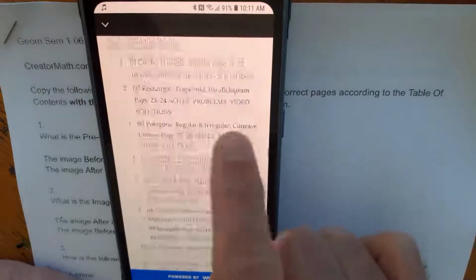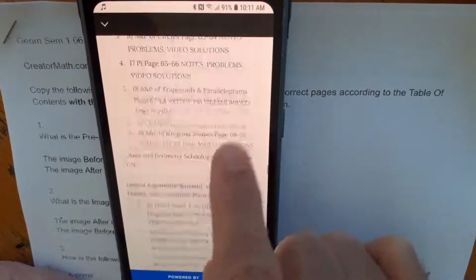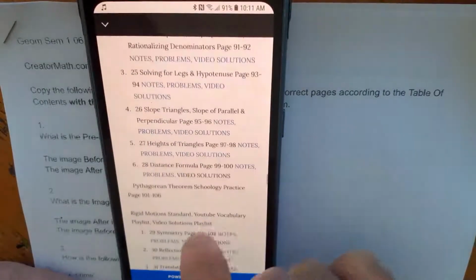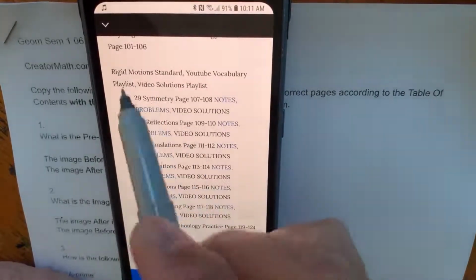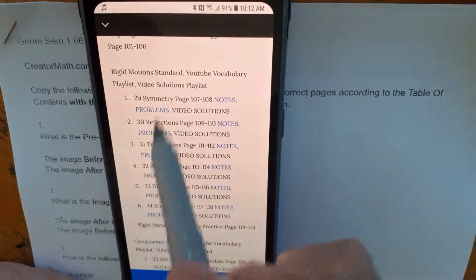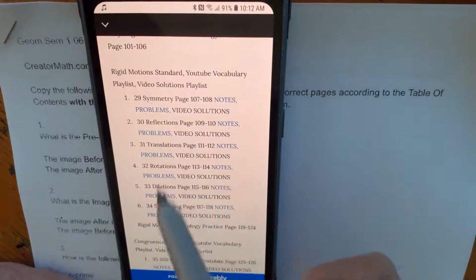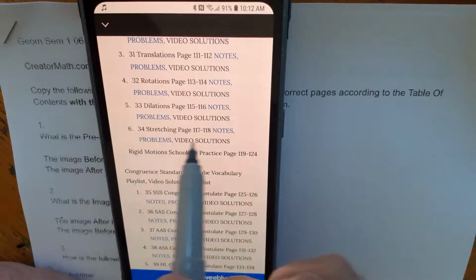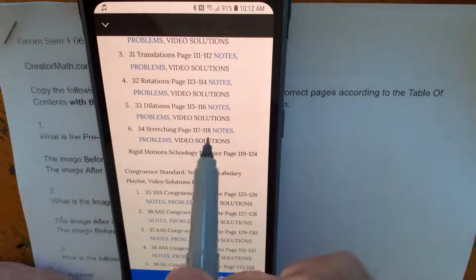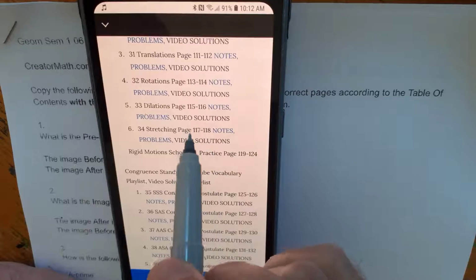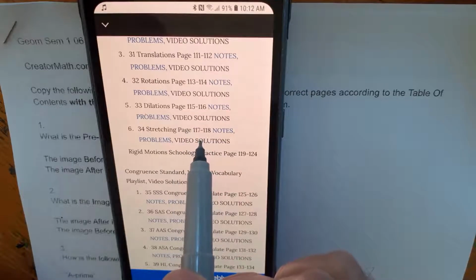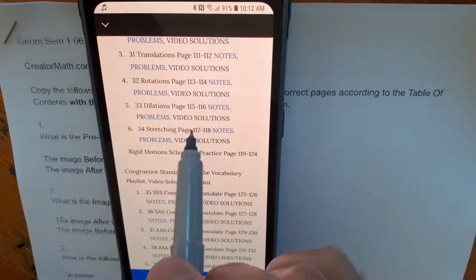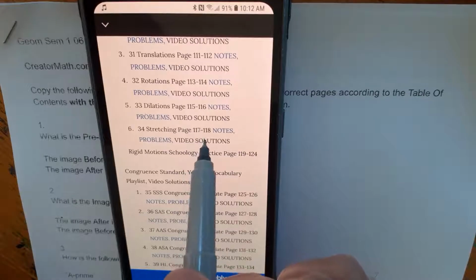We're going to scroll down to the unit called Rigid Motions. Here it is, and the 6th lesson. So there are 6 lessons here. Each is here. There's notes and problem sets for each. So in your comp book, this is called stretching, and it goes on these pages in your composition book. Please check the actual table of contents at the time you're viewing this video, because by the time you watch this, these actual pages probably will have changed.